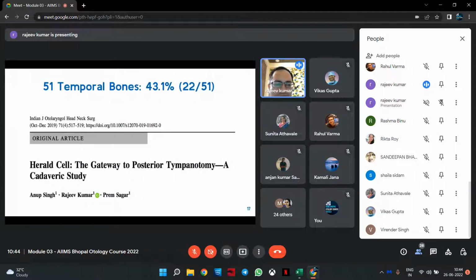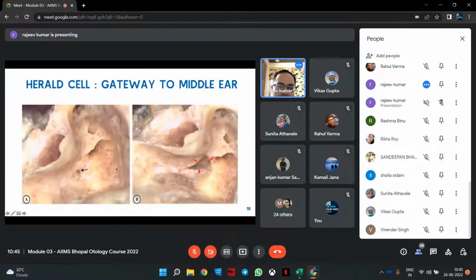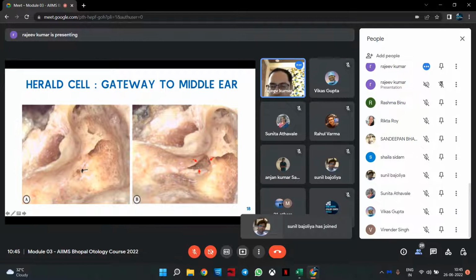So this is a small study of 51 temporal bones which we did in our department. It was one of my projects, and there is something called a herald cell. Herald means the beginning, and this cell is present in the facial recess, and it is a gateway for the middle ear. We found that in 43% of the cases it was seen in cadaveric temporal bones. So we can see these small herald cells, and when you enlarge a small herald cell, then we can enter into the middle ear. So try to identify this herald cell, and it is just below the tip of the short process of incus.